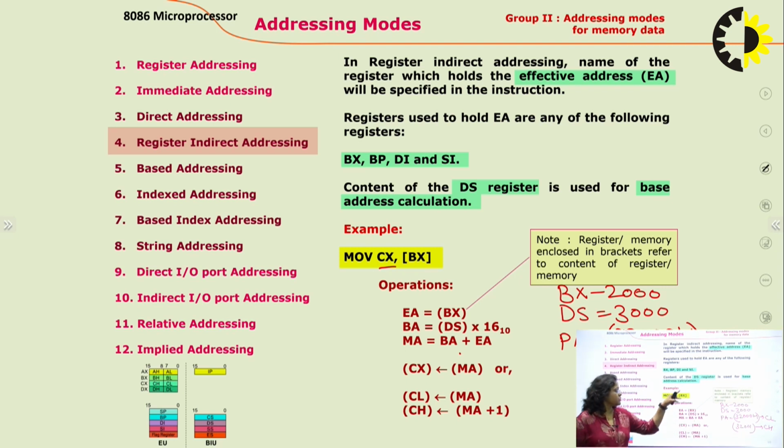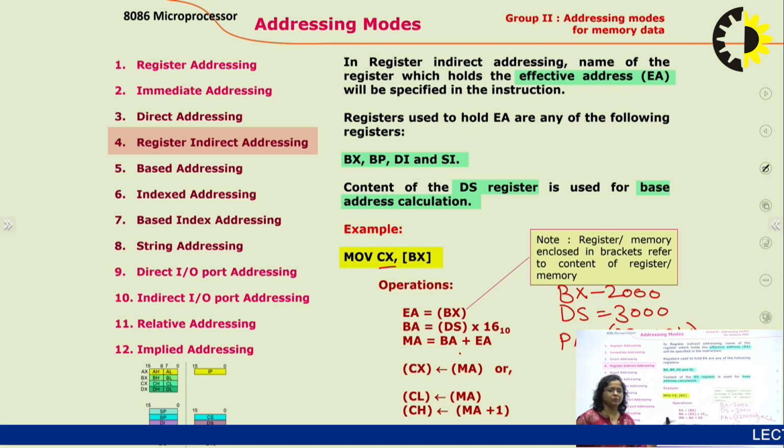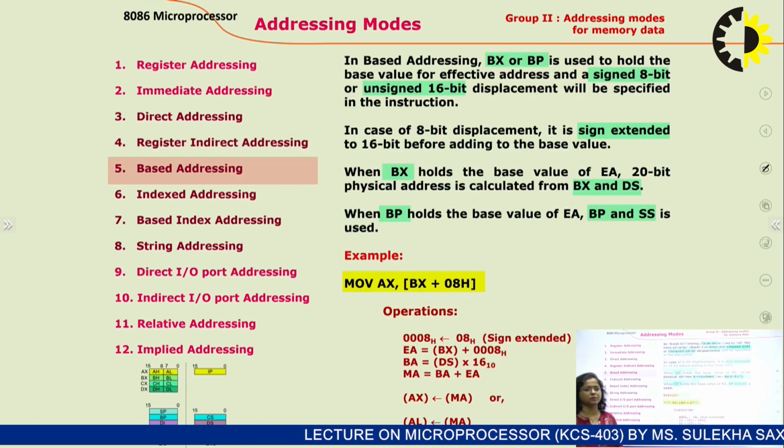So, the effective address is given in the BX register. Then the base address will be segment into 10. The memory address will be base plus effective address. This instruction will take the content of that memory address to CL and address plus 1 to the CH register.